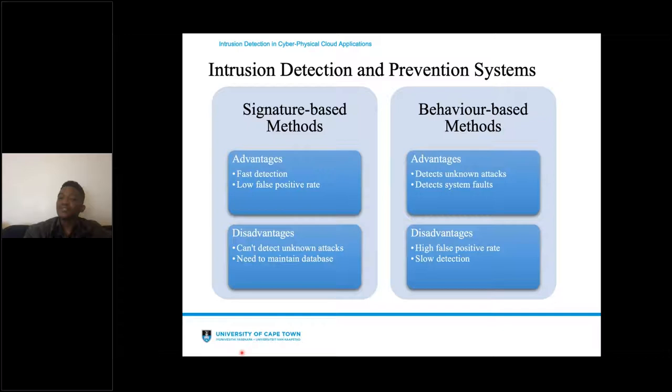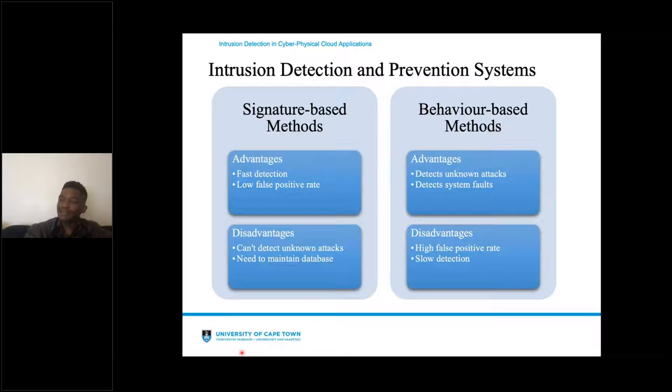what is normal behavior and what is not normal behavior. So anything that is not normal behavior is abnormal, and this gives us the ability to detect unknown attacks. It also detects system faults, by the way. Whether or not it's malicious is irrelevant; it's something that is anomalous to the specific system.